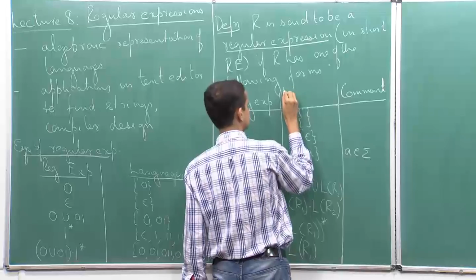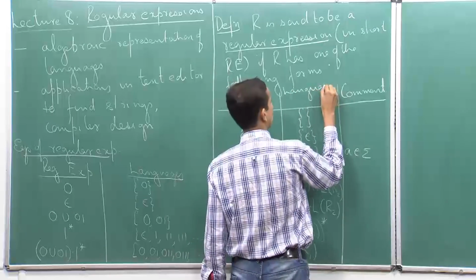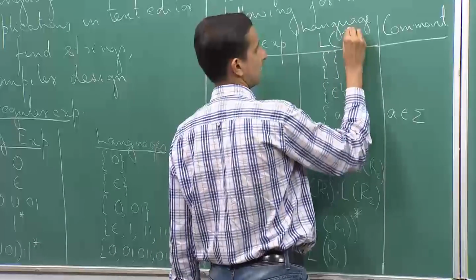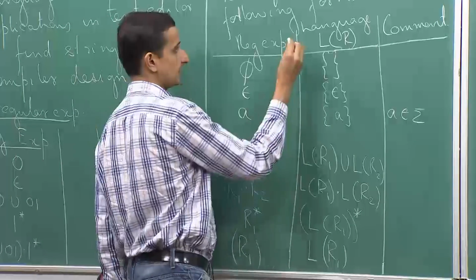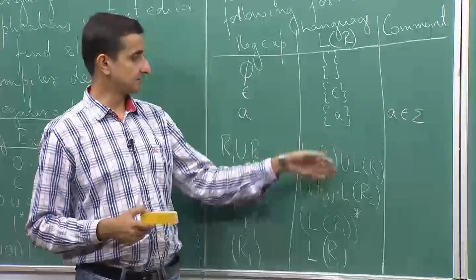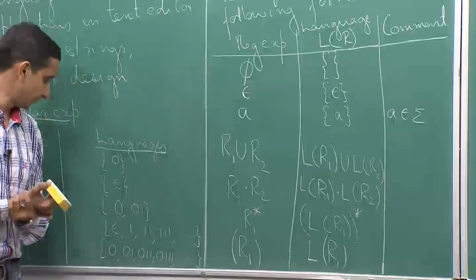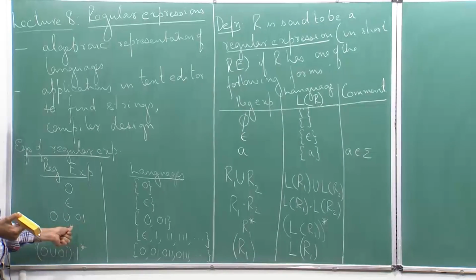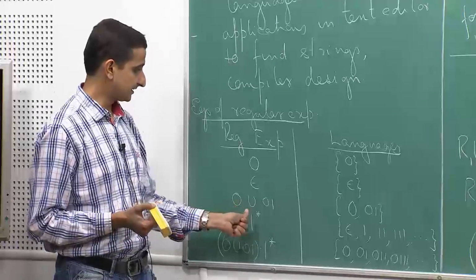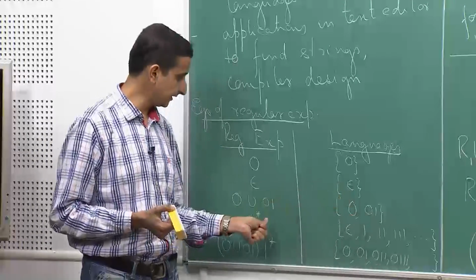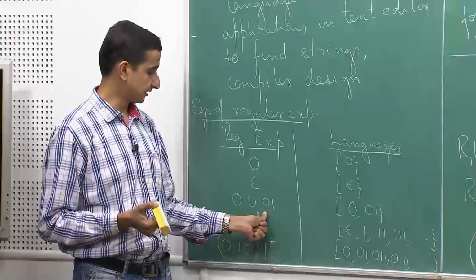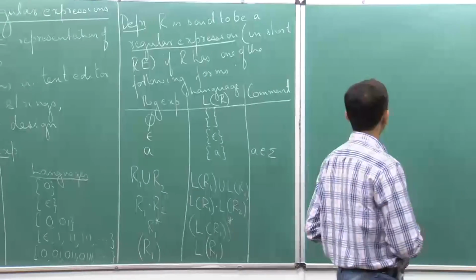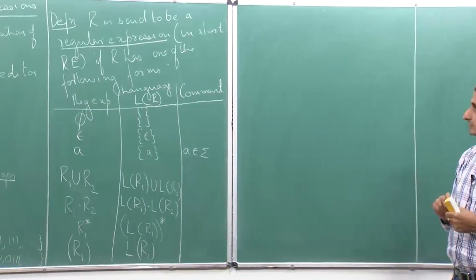Let me just rewrite this and give a name to it. So this is my L of R. Whatever regular expression R we consider, this is the language L of R, and this is how it is defined. If you look at the example here, for example, when we have 0 union 0 1, this consists of the language which has the string 0, together with union with the language which has the string 0 1. So 0 and 0 1. Okay. So this is the formal definition.